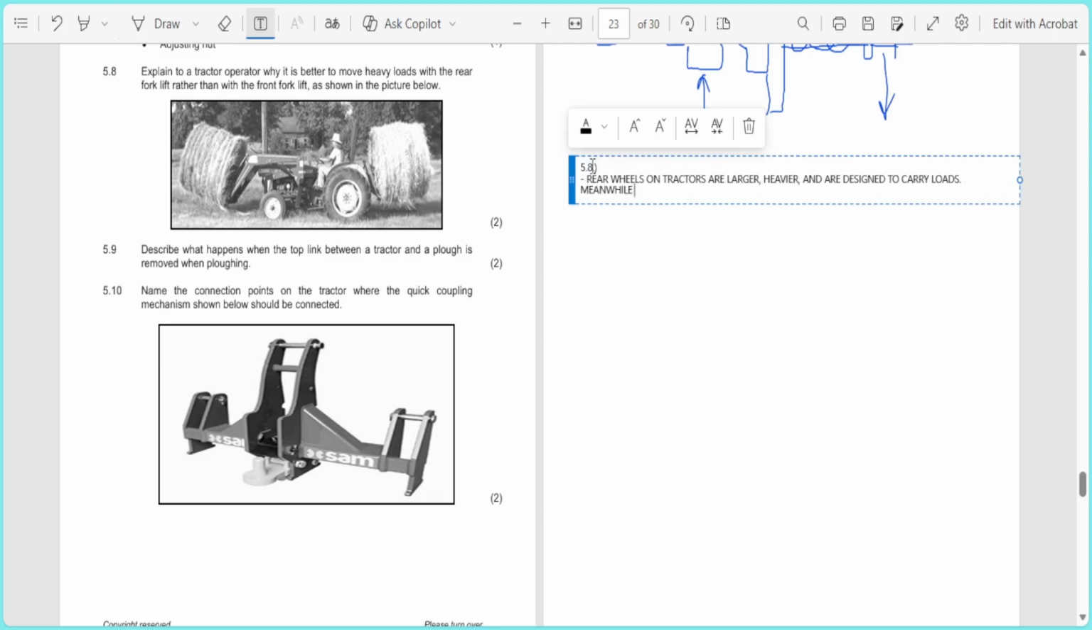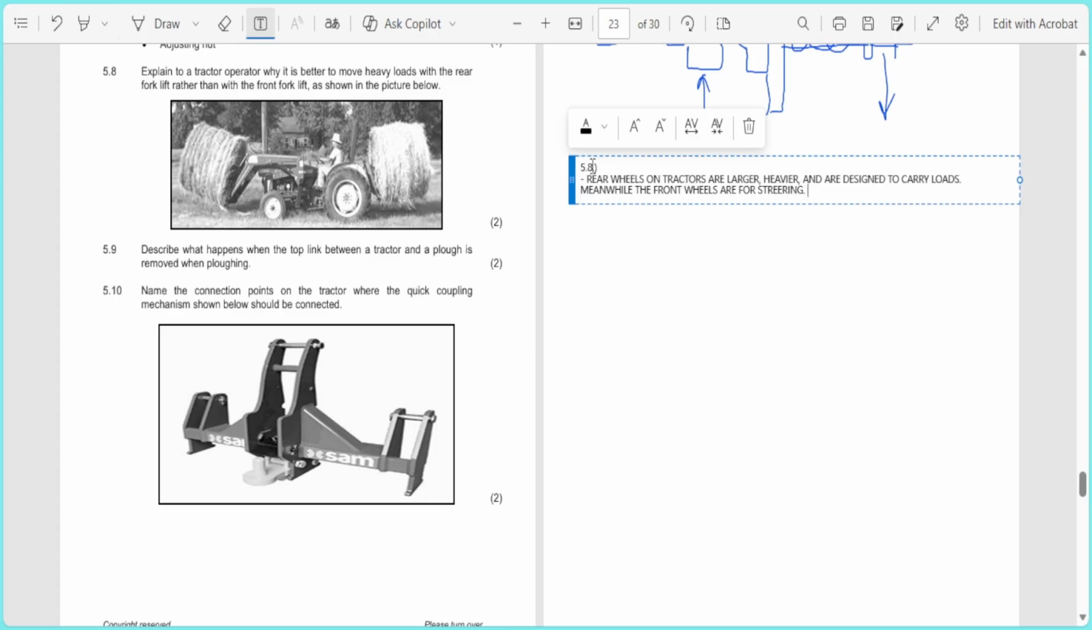Meanwhile, the front wheels are for steering. Then maybe you can take it a bit further by mentioning the center of gravity and stuff. So yeah, that's our 5.8.